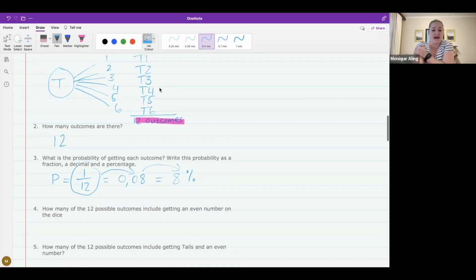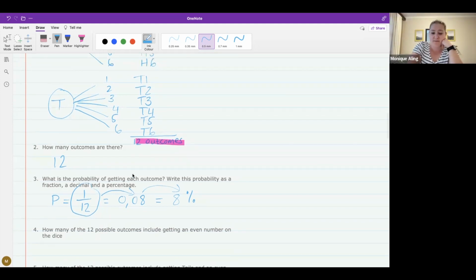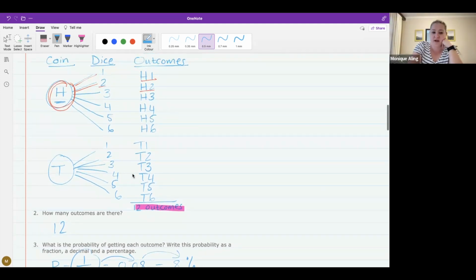Okay, then, how many of the 12 possible outcomes include getting an even number on the dice? So just quickly, how many of the 12 possible outcomes? They're not asking for the probability. They just want to know how many outcomes include an even number. So looking at our outcomes, we go and count. There's an even number, there's an even number, there. So that is 6. Well done, you're all getting it.